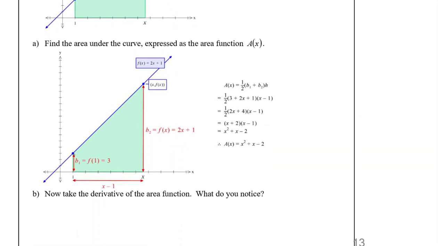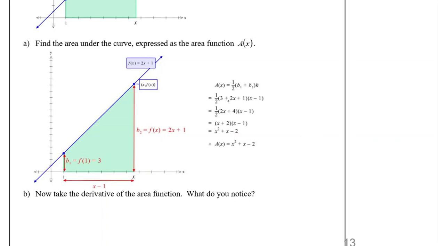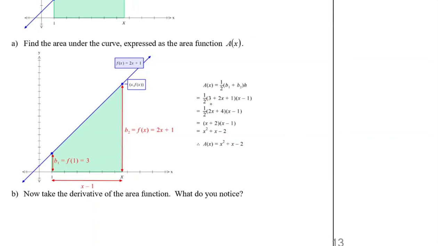We can do that just by setting it up as a trapezoid, right? So if we just fill this in, it's 1/2, and then b1, like the one side is 3, plus 2x plus 1, so that's this side of my trapezoid, and then x minus 1 is the bottom, right? Expanding this all out, we get an area function of x squared plus x minus 2.